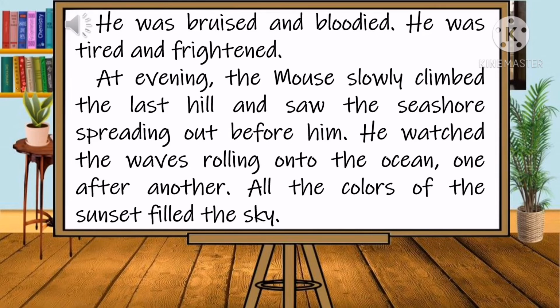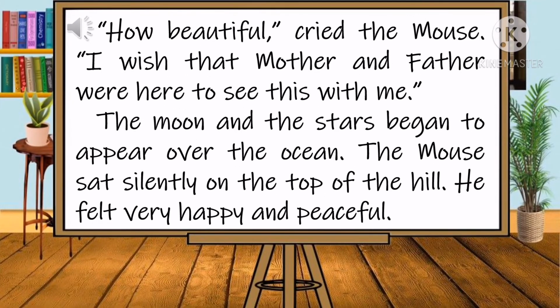At evening, the mouse slowly climbed the last hill and saw the seashore spreading out before him. He watched the waves rolling onto the ocean, one after another. All the colors of the sunset filled the sky. "How beautiful!" cried the mouse. "I wish that Mother and Father were here to see this with me." The moon and the stars began to appear over the ocean. The mouse sat silently on the top of the hill. He felt very happy and peaceful.